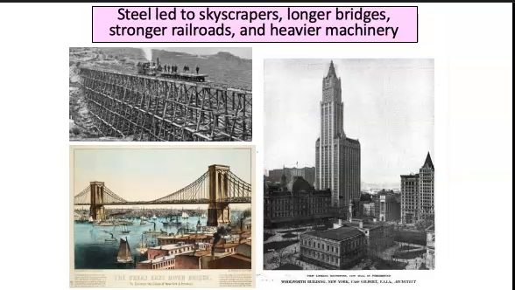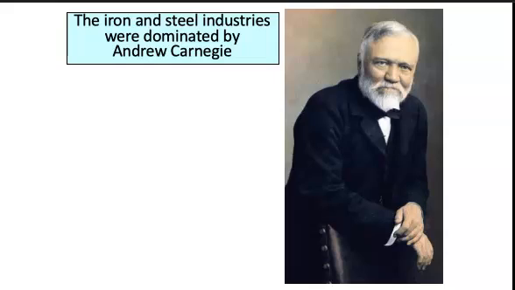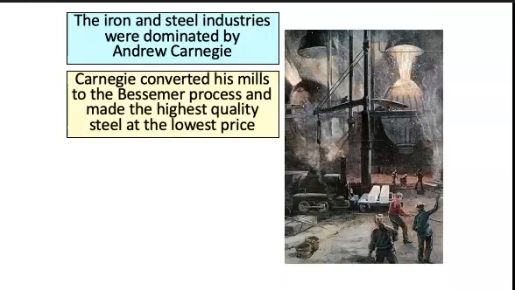Now, steel leads to lots of things: new skyscrapers, longer bridges, stronger railroads, heavier machinery, and that iron and steel industry is dominated by the man that you see there. His name was Andrew Carnegie. Now, Andrew Carnegie dominates this entire industry. He's going to convert his mills to the Bessemer process, and he makes the highest quality steel in the country, and he also makes it at the lowest price. He's got the cheapest stuff, and it's the best stuff that's out there. It's like going to Walmart, getting that great value brand, and it's better than the name brand stuff. That's what his stuff was.